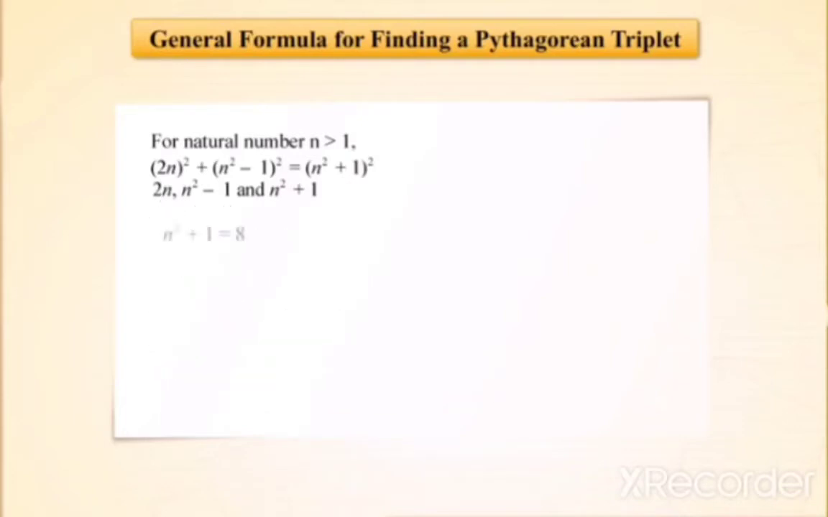Now consider n square plus 1 is equal to 8. This implies that n square is equal to 8 minus 1, which is equal to 7. But 7 is not the square of any natural number, so we cannot find the value of n. Therefore, we get two sets of Pythagorean triplets in which one number is 8.